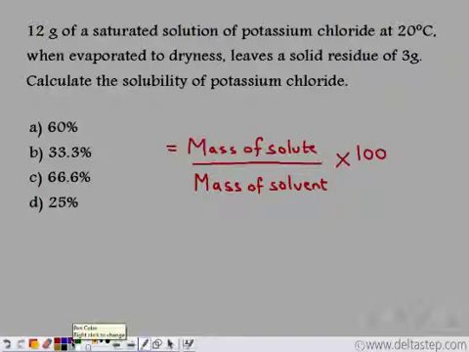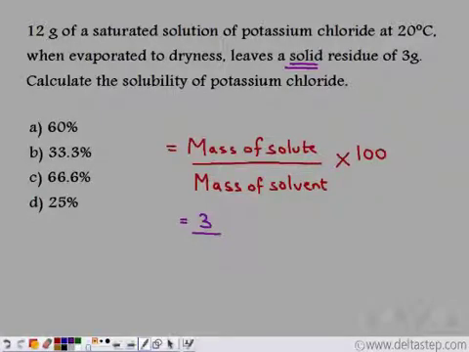Now it's given that when the saturated solution, the liquid is evaporated to dryness. So we are just left with the solid residue. That is, now we have the amount of solute. So the amount of solute is 3 grams. And we started with 12 grams of solution.